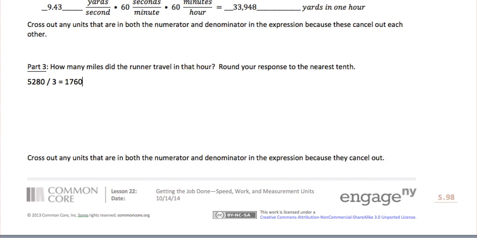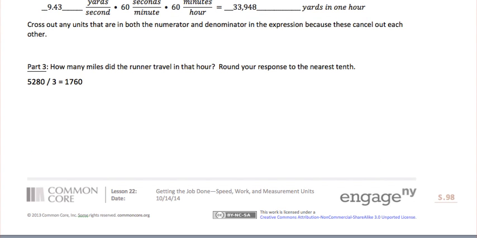From that point, we need to take the number of yards that our runner was traveling in an hour, 33,948, and we'll divide it by 1,760. And that will tell us that the runner went 19 3/10 miles per hour.